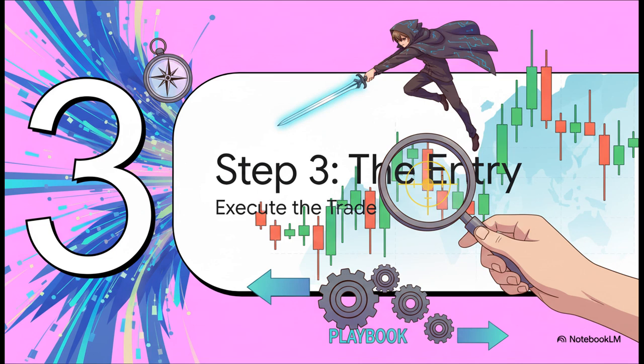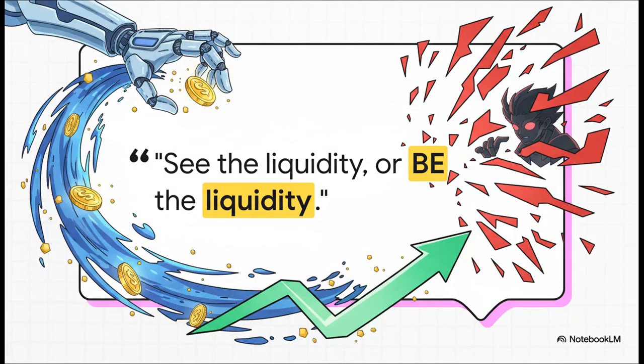All right, let's nail down the final and maybe the most important piece of our framework. So you've got your bias, you've spotted a playbook taking shape. Now what? How do you actually pull the trigger and get into the trade? How do you find that precise, low-risk entry without getting in too early or too late? I want you to really think about this quote. See the liquidity or be the liquidity? A great entry is always, always a reaction to something happening in the market, like price grabbing a pool of liquidity. If you're not reacting to those events, you're probably going to end up being the liquidity for someone else. And that's a tough spot to be in.